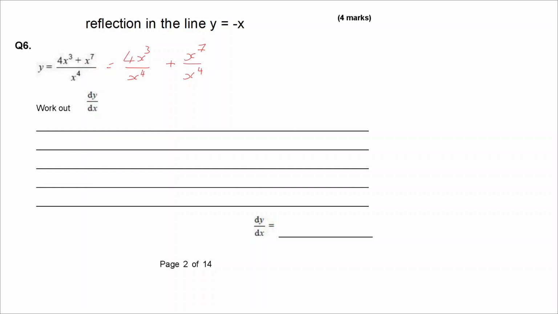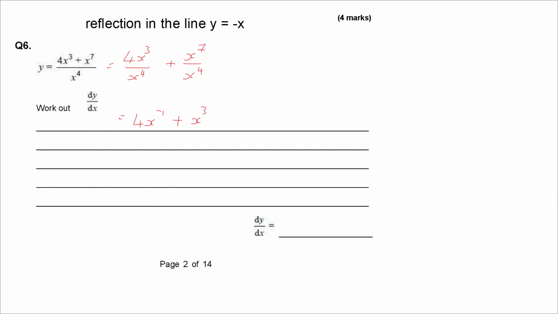Now, if I consider this, it becomes quite nice, because if I look at the x parts, well, x cubed divided by x to the 4, laws of indices will be x to the minus 1. So it's going to be 4x to the power of minus 1. And then I've got plus this bit here, x to the 7 divided by x to the 4, take away the powers, will give me x cubed.